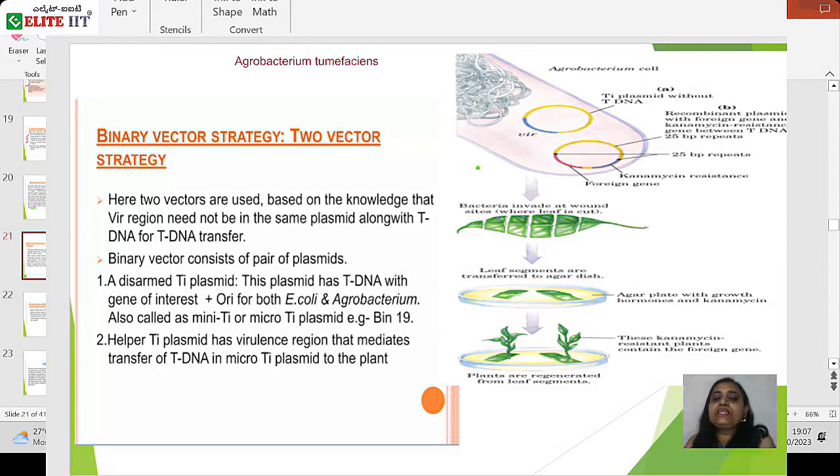In one plasmid, the V region is present. In another plasmid, the V region is not present. Here two vectors are used. Integration by homologous recombination is not happening here. They are separate plasmids. The V region is present separately. See, here in this case the V region is there and the Ti plasmid is without T-DNA. If V is present, in that case T-DNA is not present.